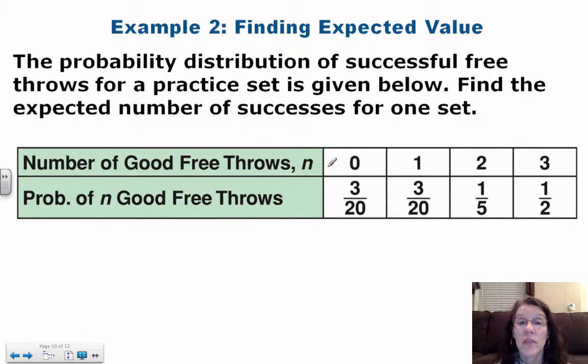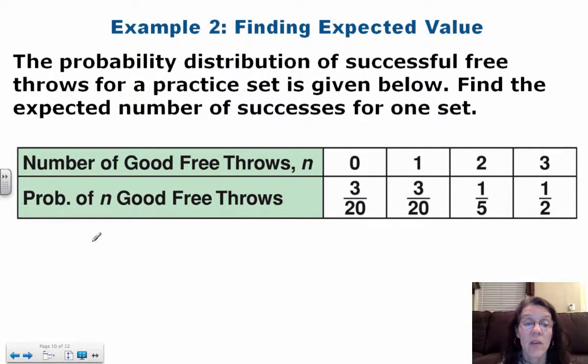Probability distribution of successful free throws for a practice set is given below. Find the expected number of successes for one set. So when we have 0 throws, the probability is 3 out of 20. When we have 1 throw, we get also 3 out of 20. 2 throws, 1 out of 5. 3 throws, 1 out of 2. So can you set this up, try it, and then check back with me?